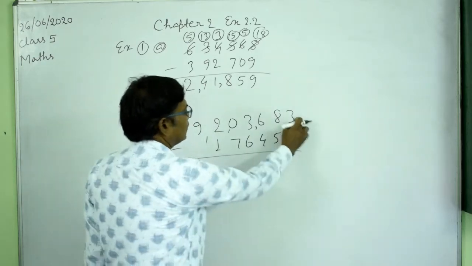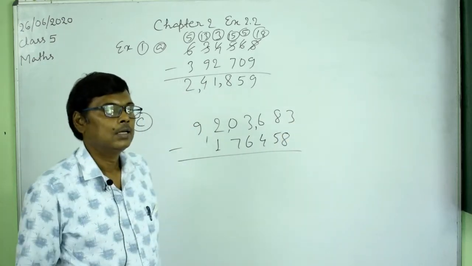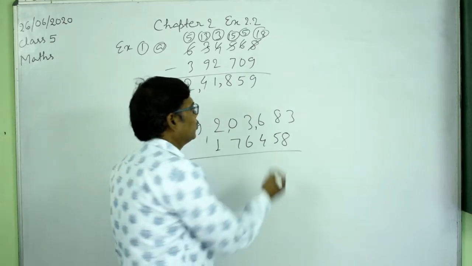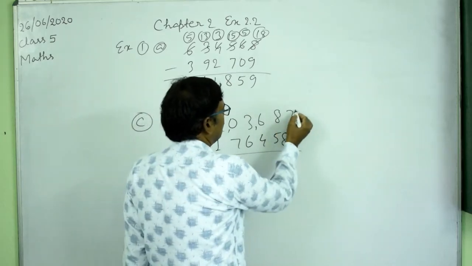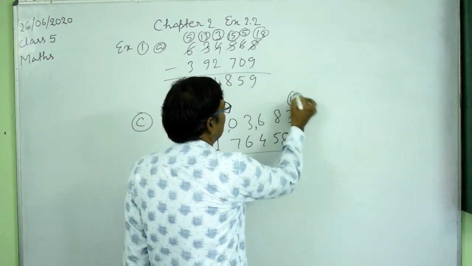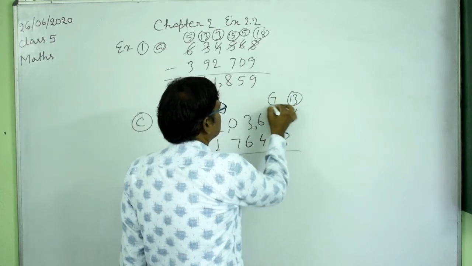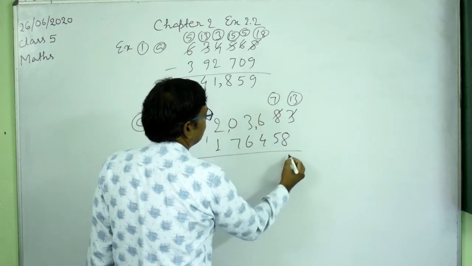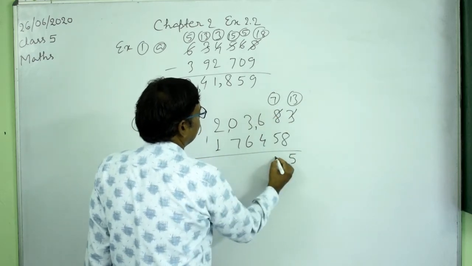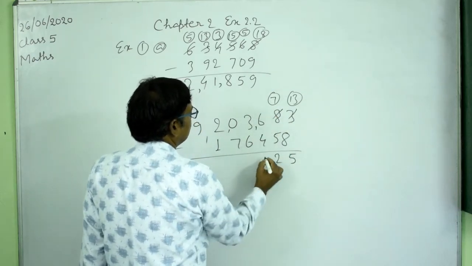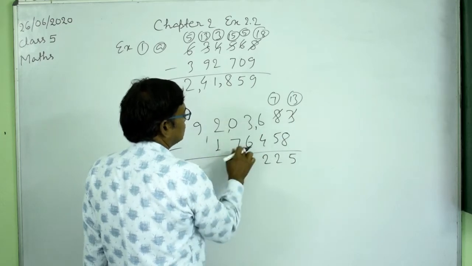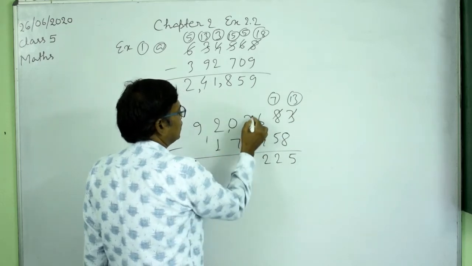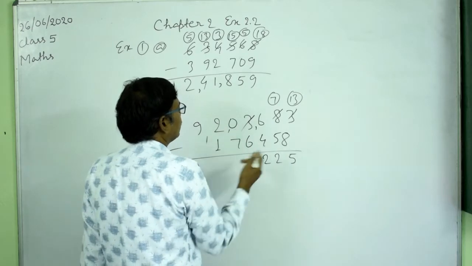So first see here it is 3. So 3 is less than 8, so we have to borrow. So you will borrow from 8, and here it will be 13, and here it will be 7. Okay, then next here 13 minus 8 will be 5, 7 minus 5 is 2, and 6 minus 4 is 2. Now here 3 and then 6. 3 is less than 6, so here we have to borrow from this 0.